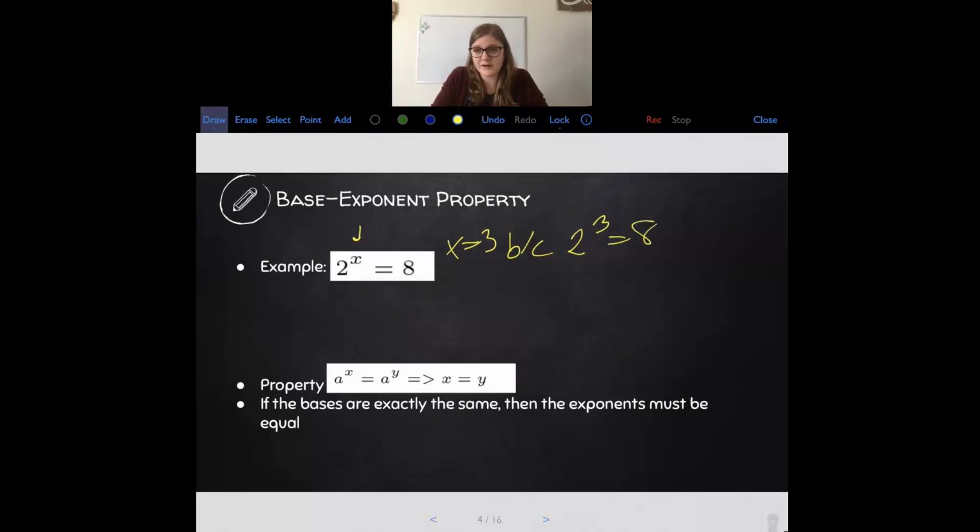But there's another way that we could solve this problem as well. The left-hand side is already written with an exponent, we have 2 to the power of x, but if we can write the right-hand side with the same base of 2 to an exponent, we can equate the exponents together. So 2 to the x, and 8, another way of thinking of 8, is 2 to the power of 3.